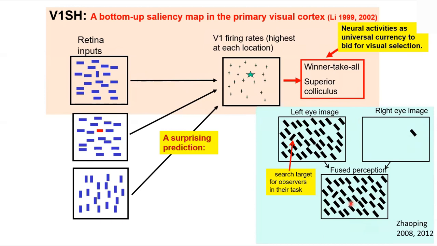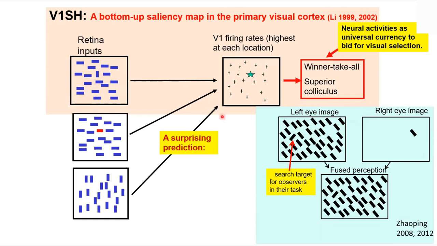In V1, there are neurons tuned to the left eye input and neurons tuned to the right eye input, but in V2 all neurons are binocular. So by V2, you cannot even decode which eye sees what. In fact, you can ask an observer which bar is shown to a different eye, and they cannot answer. They say, I don't know, they all look the same to me.